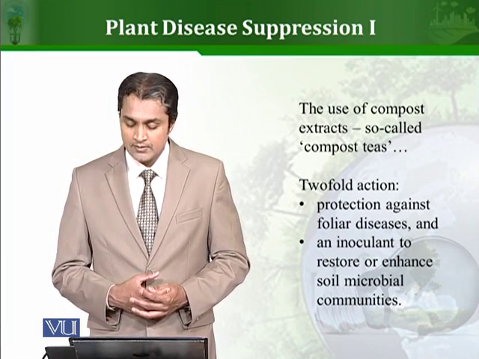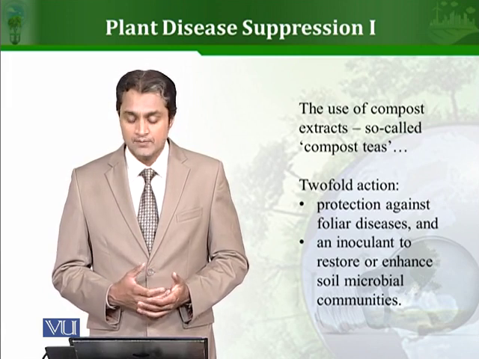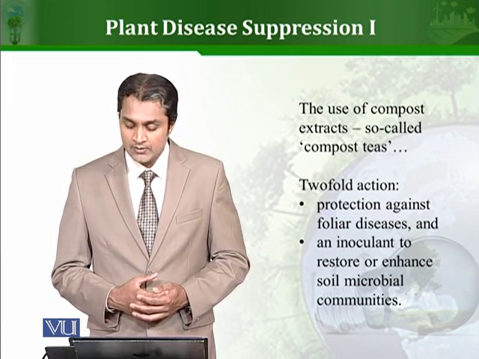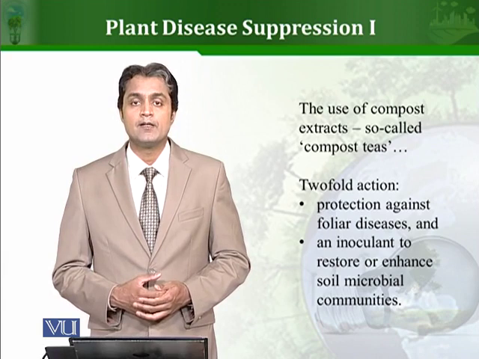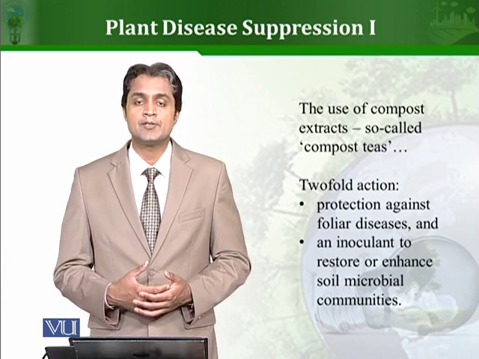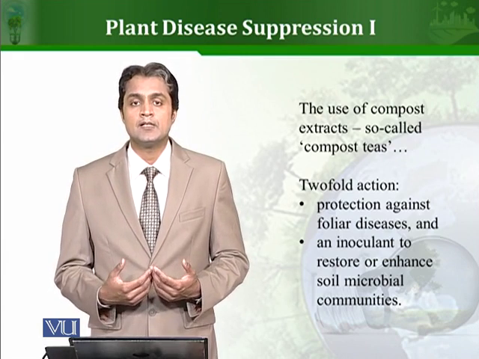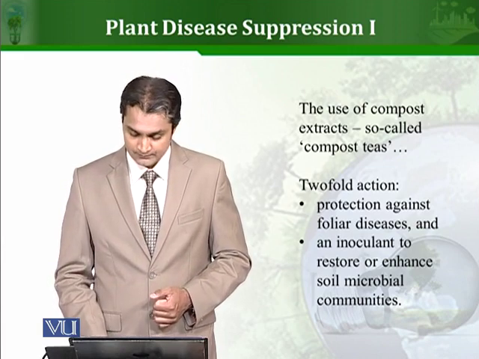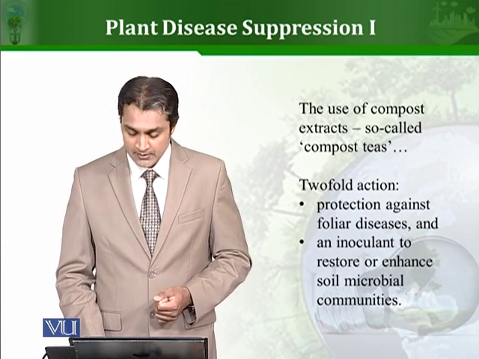For example, it can protect against foliar diseases, different types of diseases के against protection देता है ये. Moreover, it can use as an inoculant to restore or enhance soil microbial communities. जब हम compost का extract use करते हैं तो ना सिर्फ वो plant को save करता है, protect करता है against different types of diseases, but it can also used to enhance the microbial communities of the soil. So both way there is advantage to the plant growth.